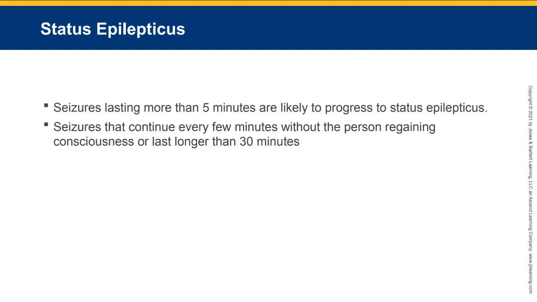Now, status epilepticus. Seizures that last more than 5 minutes are likely to progress to status epilepticus. Basically, status epilepticus means that the patient is having continuous seizures without regaining consciousness. So they have a seizure, post-ictal state, seizure, post-ictal state, seizure. They're not regaining any consciousness.